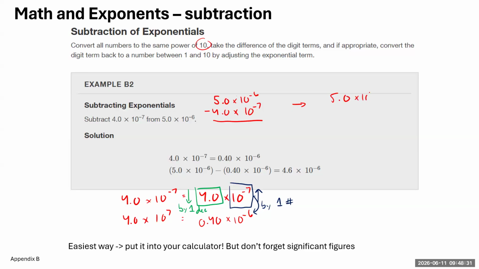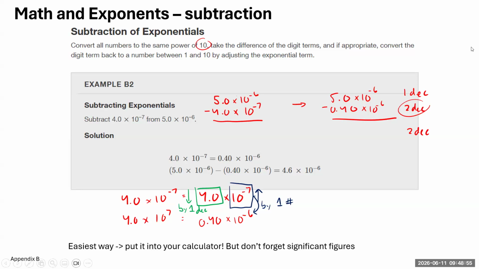So let's look at this again. 5.0 times 10 to the negative 6 minus 0.40 times 10 to the negative 6. This is one decimal place. This is 2 decimal places. So our answer should be 2 decimal places because of our rule. Well, let's take a look here. So now let's use the calculator.